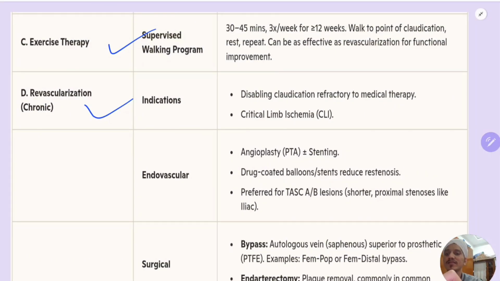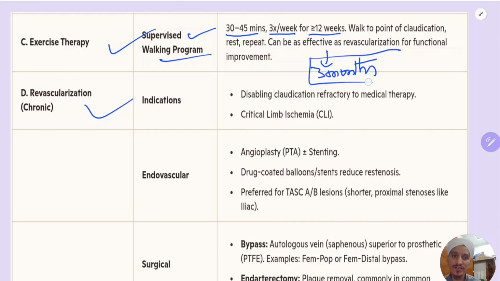Exercise therapy. This is a kind of physiotherapy, a supervised walking program. How should they walk? 30 to 45 minutes, 3 times a week, for at least 12 weeks, that is at least 3 months of supervised walking program. How should they walk? Walk to the point of claudication, then rest, and then repeat again. This is how they walk.